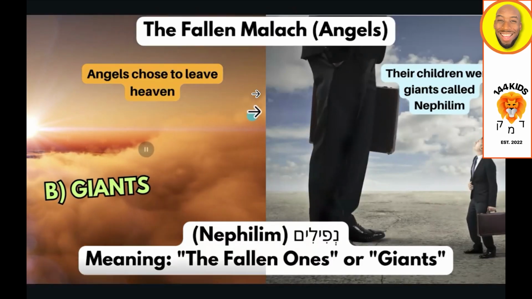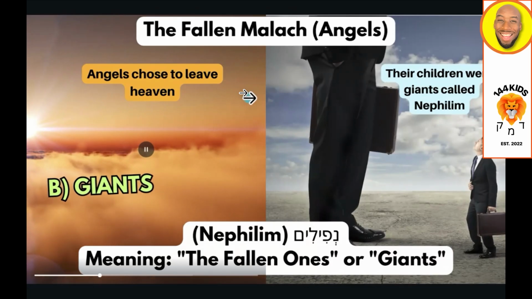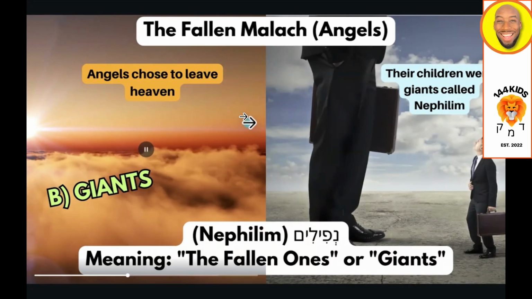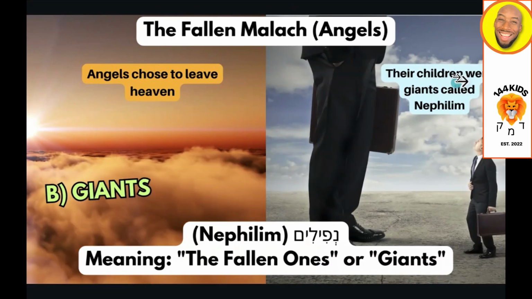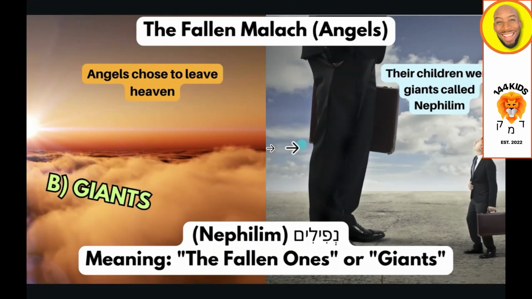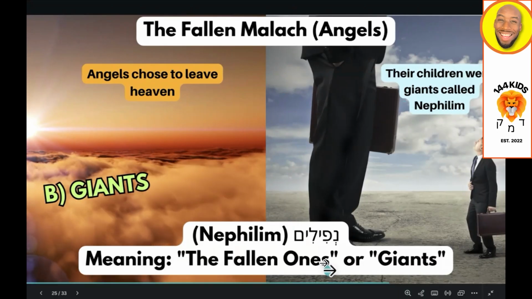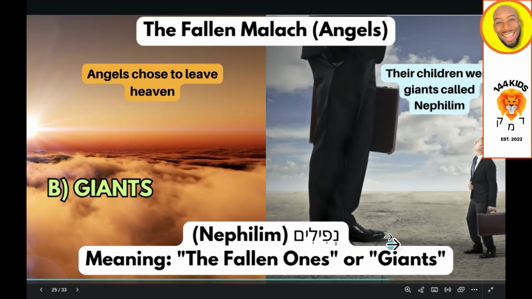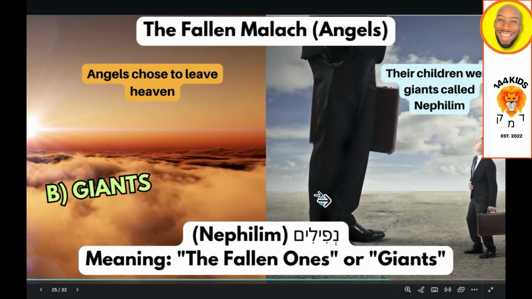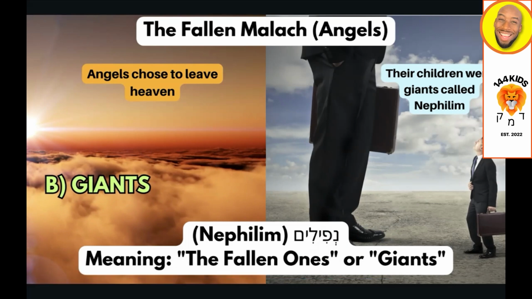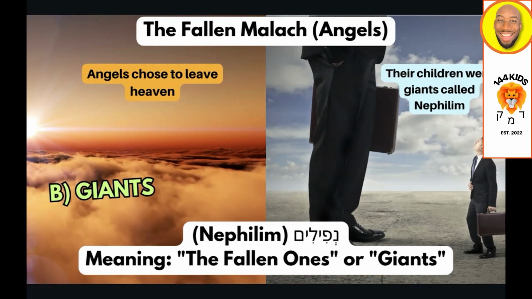Now, what happened? The angels, or the Malach, the fallen angels, chose to leave heaven and go and have children with women on earth, and their children were called giants, Nephilim. Nephilim could mean fallen ones, or it also could mean giants. And here's the Hebrew, the writing for the word Nephilim. So it means fallen one or giants. But if you put B, you are correct.